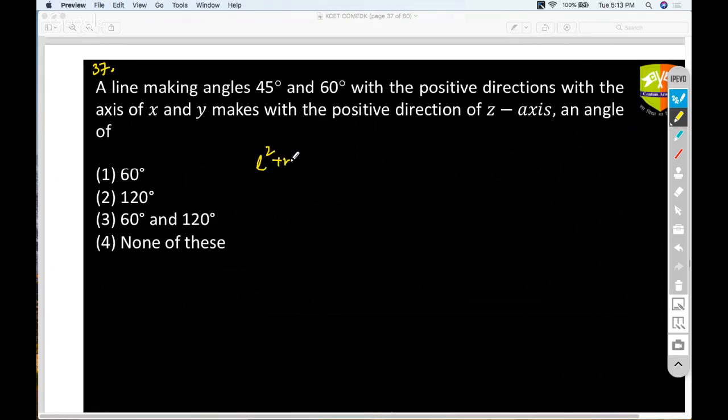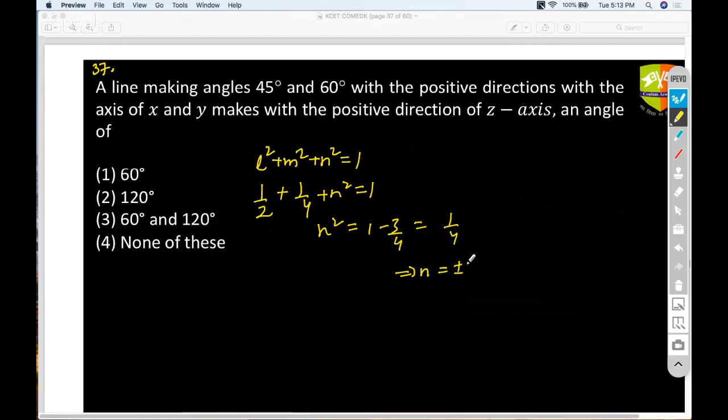Okay, so we know L square plus M square plus N square has to be 1. So cos square 45 is half. Cos square 60 is going to be 1/4. Right? So N square is going to be 1 minus 3/4. That's going to be 1/4 again. So N is plus minus half. That means if let's say the angle is gamma, cos gamma is plus minus half. So gamma may be 60 degrees and 120 degrees. Okay, so option number 3 becomes the right option.